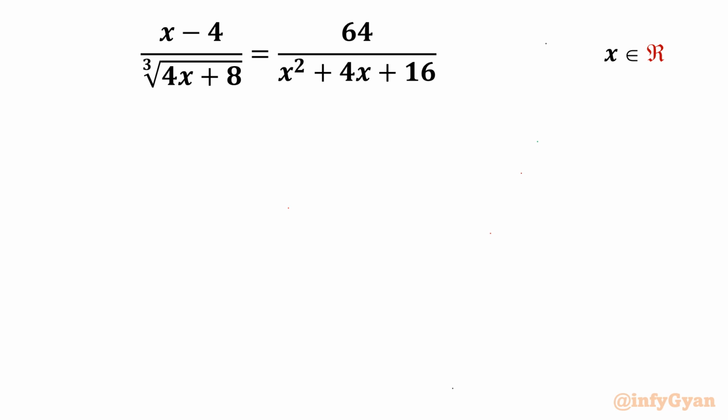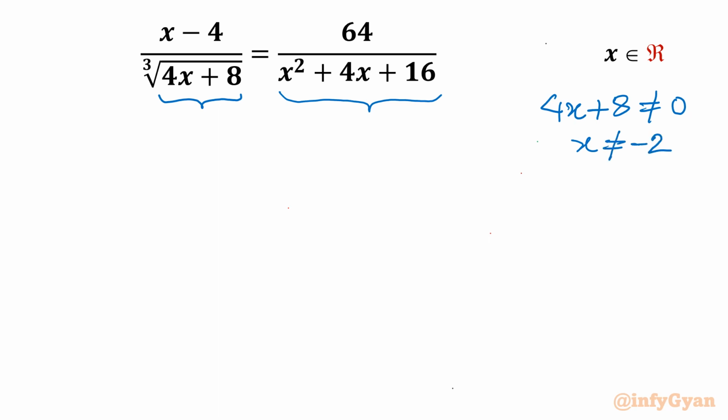In this video, we are going to take up one very interesting and challenging question from algebraic equations, I would say. Rational form is there, radical terms are there. So let's get started without wasting time. Denominator cannot be zero, so I will begin with the domain. On the left hand side you can see 4x plus 8 cannot be zero. Conclusion, x cannot be negative 2.